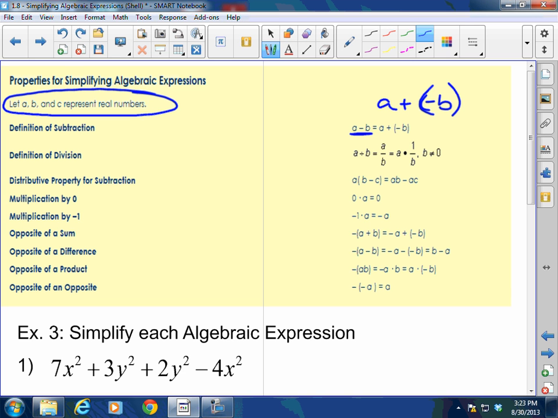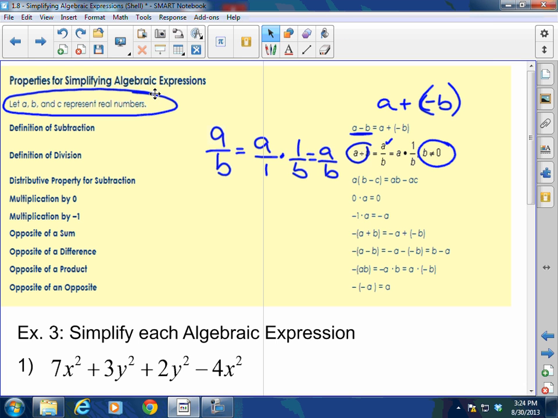Definition of division. Well, A divided by B equals A over B, or A times 1 over B. Well, think about it. If I have A over B, doesn't that equal A over 1 times 1 over B? Because A times 1 equals A, and 1 times B equals B. Remember that when you're dividing, the denominator cannot be 0. If the denominator is 0, then it's called undefined.